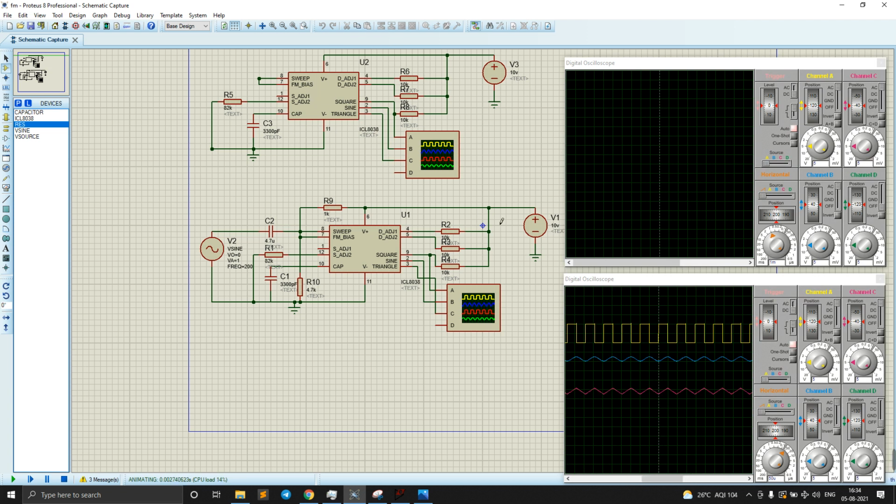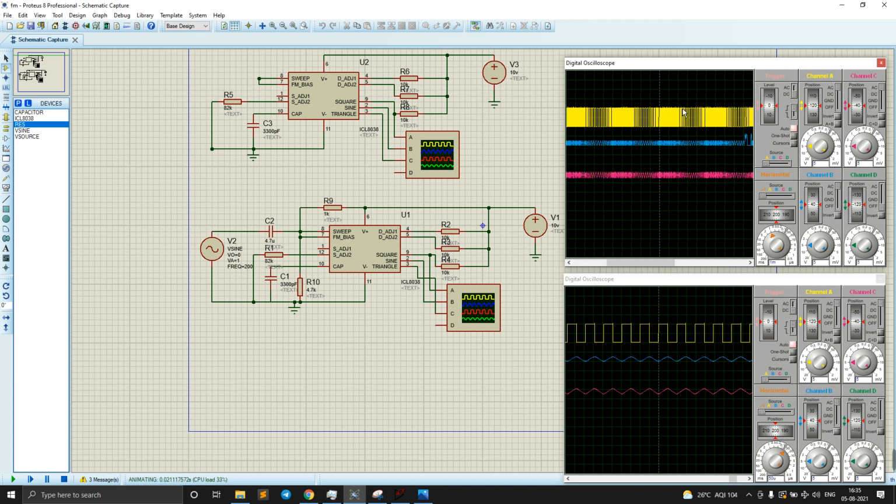Here we are checking, as FM bias and sweep are not given to anything, whether it is generating the square wave, and this is the sine wave, and this is the triangular wave. So if we apply here the sine wave, which has an offset of 0 and 1 volt, and frequency is 200 hertz, we can see the output.